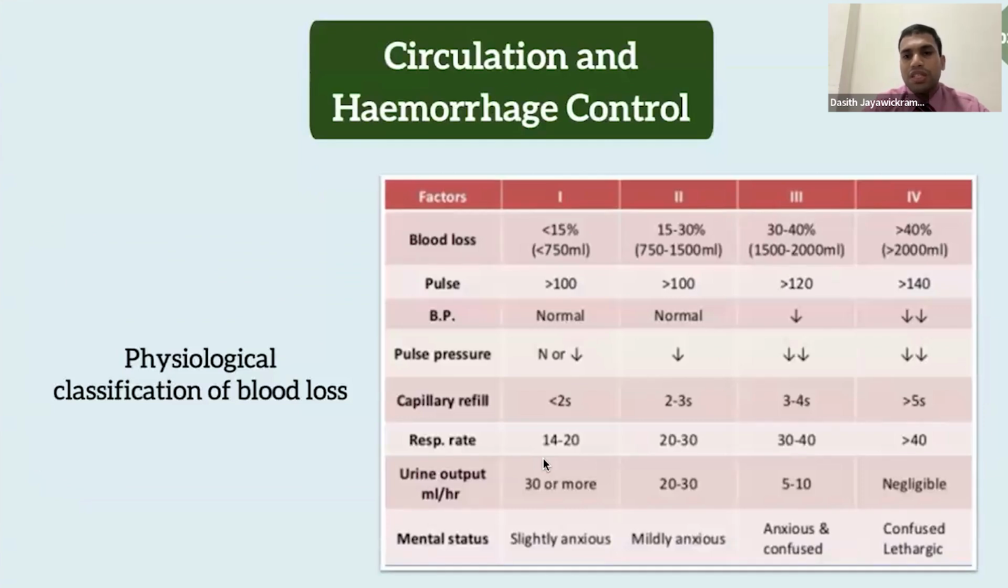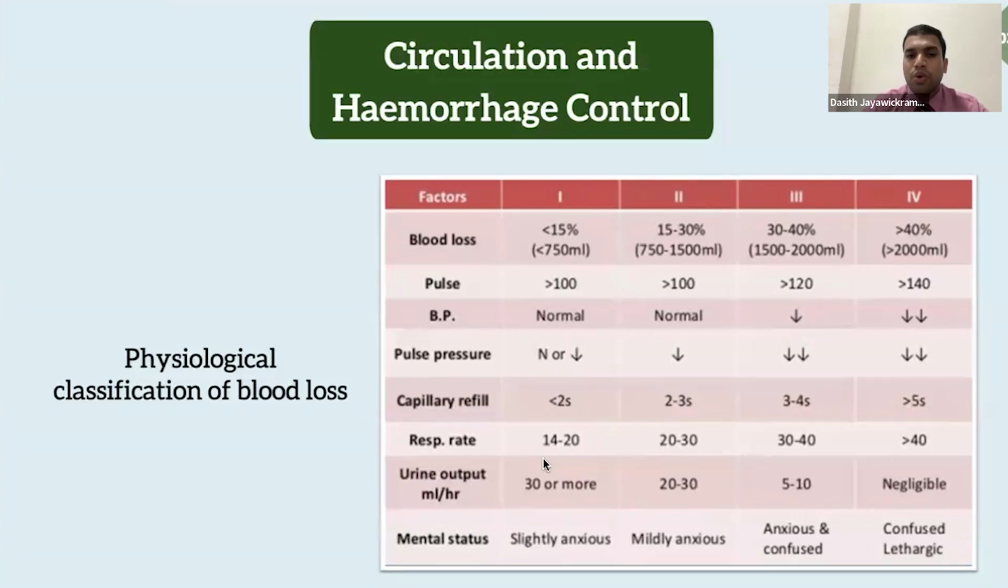These are the 4 classes of hemorrhage according to the blood loss. Less than 15% of total blood volume loss is class 1. Between 15 and 30% is class 2. Between 30 and 40% is class 3. And more than 40% of the blood volume loss is class 4. This amount in milliliters is basically for an adult patient of roughly 75 kilograms. If you have a rough idea, that's fine.